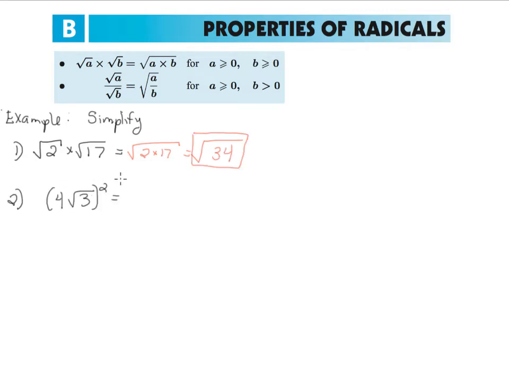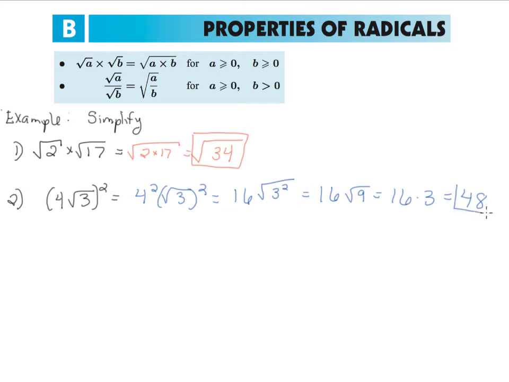This time we have 4 times the square root of 3, quantity squared. So let's distribute that square as we learned in previous sections to get rid of the parentheses. We know that 4 squared is 16. And we know that the square root of 3 squared is the same as the square root of 9, which we should know is 3. So I have 16 times 3, which is 48. So that means that 4 the square root of 3 quantity squared is the same as 48.